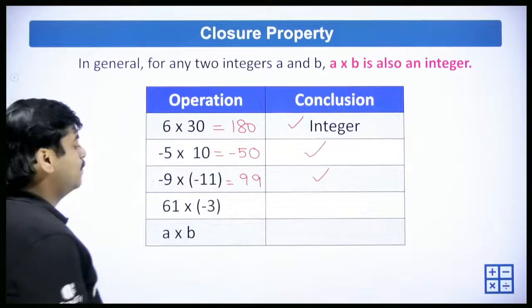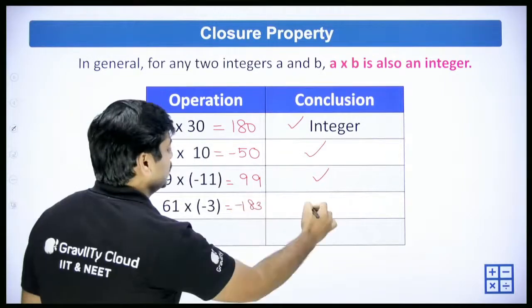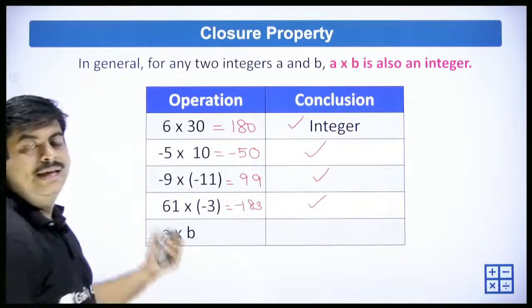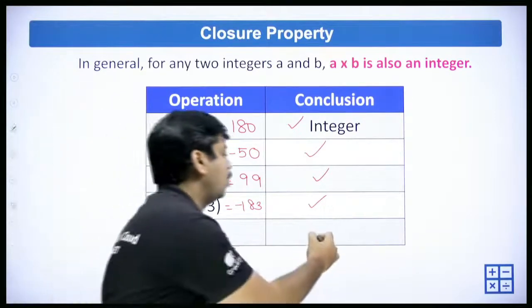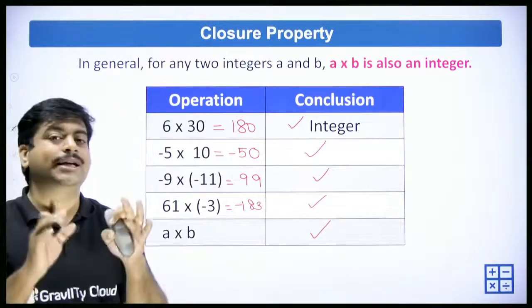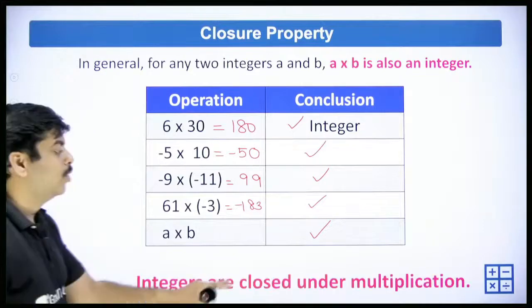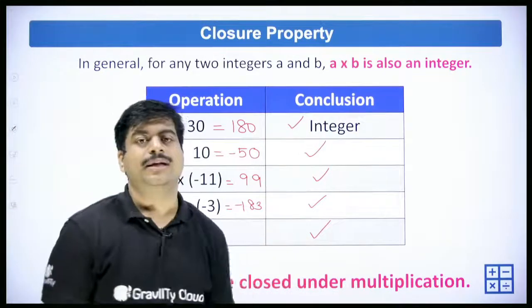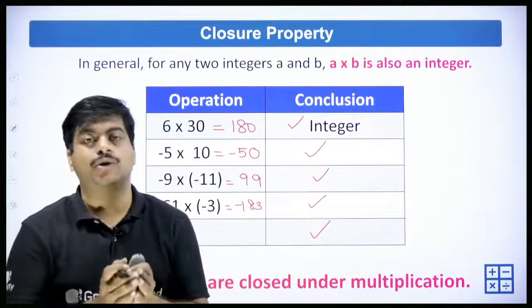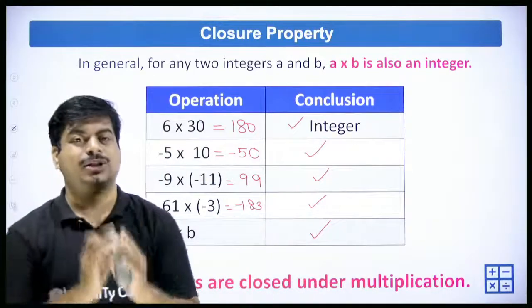61 into 3 becomes 183, with negative. Yes, it is an integer. So I can say that A into B is always an integer. So what can I say with the closure property now? Integers are closed under multiplication. That means they are obeying closure property when we are trying to multiply two integers.